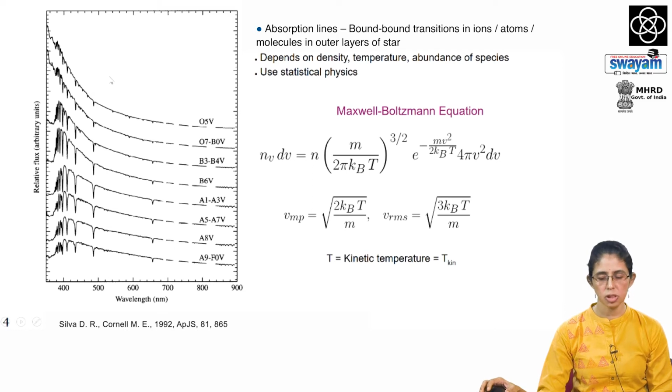First is the Maxwell-Boltzmann equation. This relates the velocity distribution of the particles to the temperature, and the temperature defined in this way is known as the kinetic temperature. For this distribution of particles, one can define the most probable velocity, that is the velocity of the particles near the peak of the distribution, and this corresponds to square root of 2 k_B T by m, where m is the mass of the particle. One can also define a more average or RMS speed, which is given by root 3 k_B T by m.